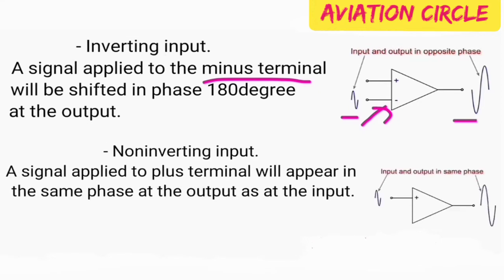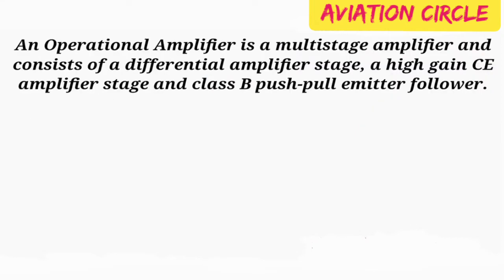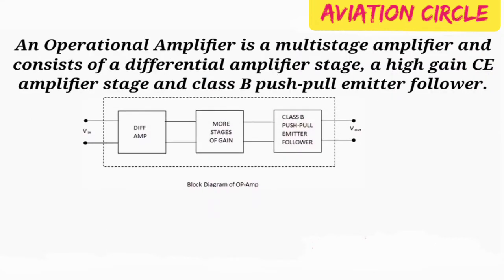Non-inverting input: a signal applied to the plus terminal will appear in the same phase at the output as the input. Input and output are in the same phase. An operational amplifier is a multi-stage amplifier and consists of a differential amplifier stage, a high gain common emitter amplifier stage, and a class B push-pull emitter follower.